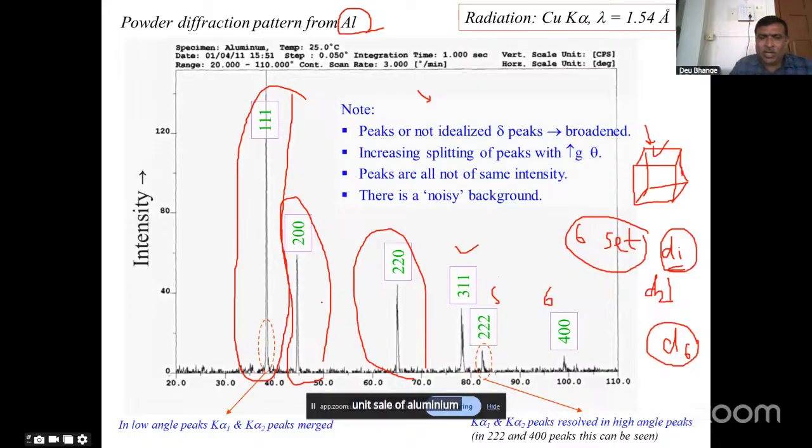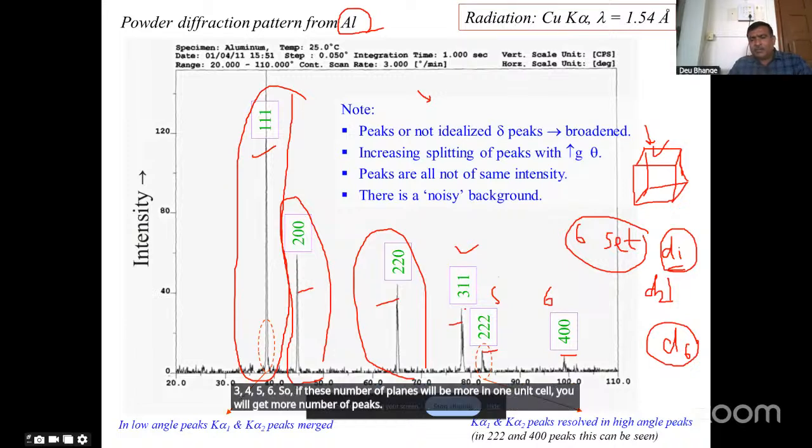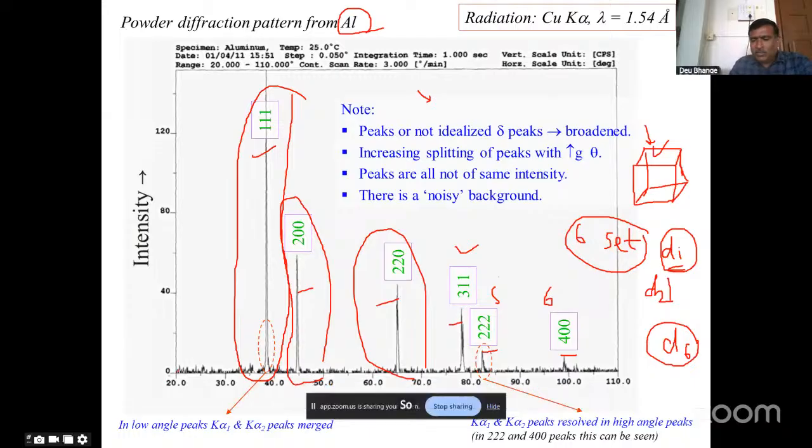That is why you are only getting six peaks in the XRD pattern of aluminum powder: 1, 2, 3, 4, 5, 6. If the number of planes in one unit cell is larger, you will get a larger number of peaks.